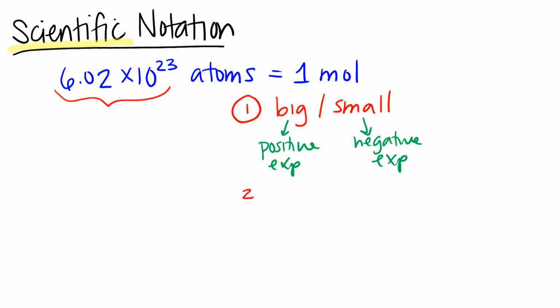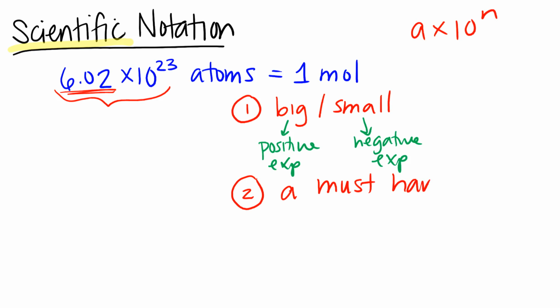The other piece that's super important, especially when we get to those tricky multiplication and division questions, is that we need our number piece out in front, because our scientific notation looks like this, right? We need that A must have only one non-zero number in front of the decimal.